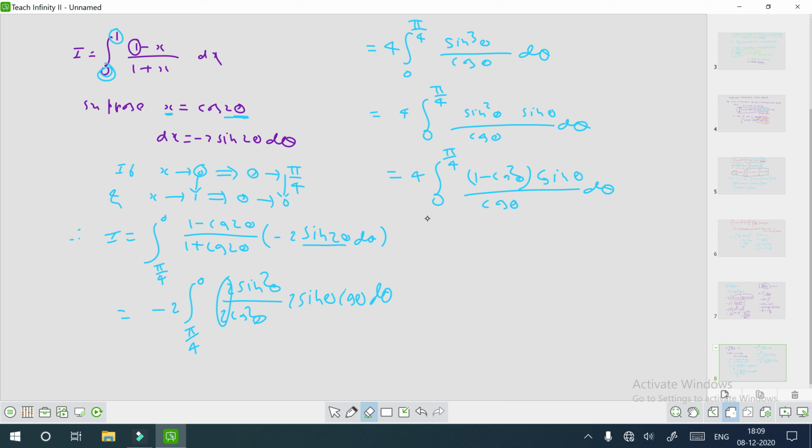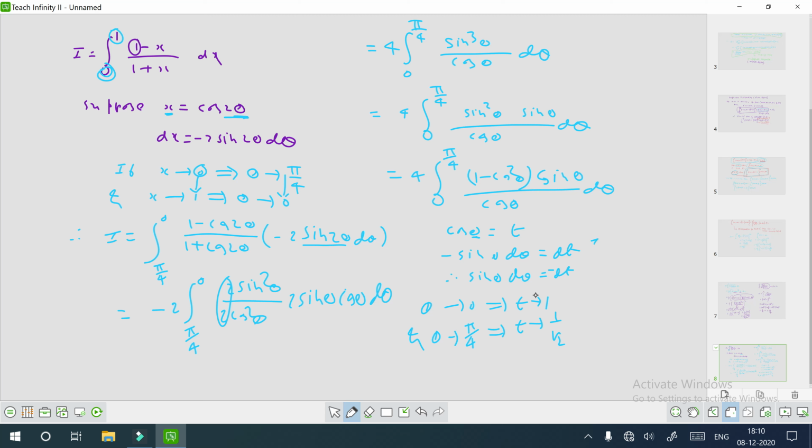Now once again we have to take substitution. Suppose cos theta is equal to t. So minus sin theta d theta is equal to dt, and therefore sin theta d theta is equal to minus dt. Here theta tends to 0 implies t tends to 1, and theta tends to pi by 4 implies t tends to 1 upon root 2. Yes or no? See here, theta tends to pi by 4, so 1 upon root 2.